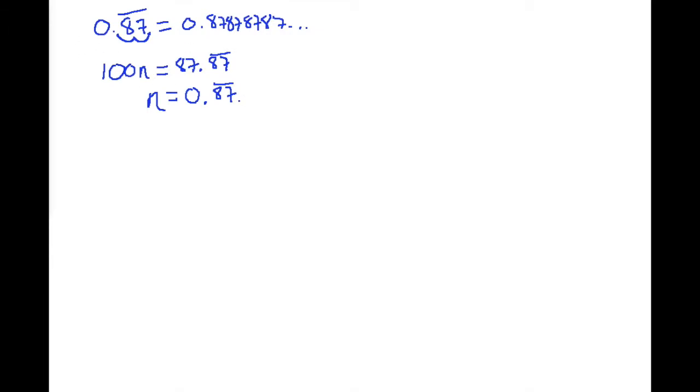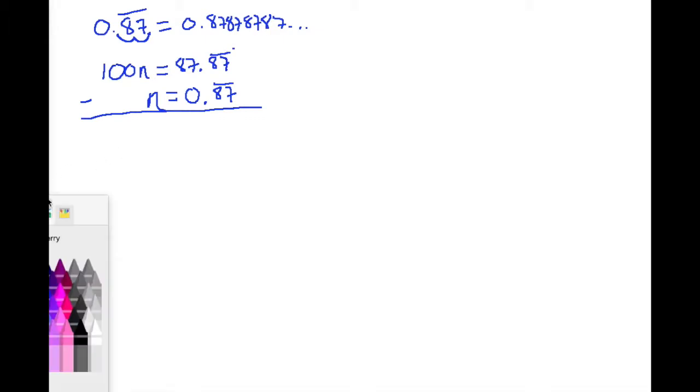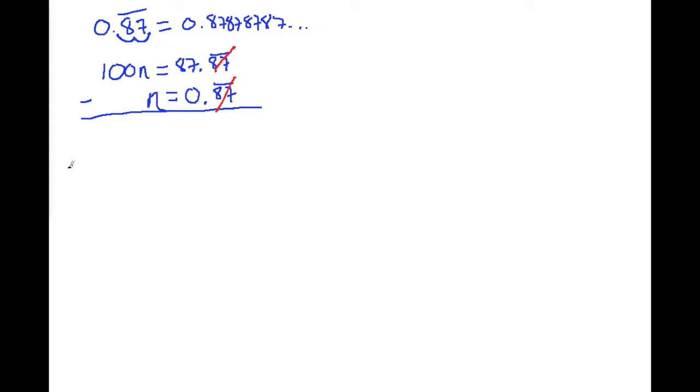Now if you look, when you subtract, you can actually cancel out the infinite part. I'll put that in red just to show you that it's canceling out. Boom, boom. And now we can just subtract like we normally do and solve to figure out how to write it as a fraction. So 100n minus n is 99n. And then what are we left with? 87 minus 0 is 87. Divide by 99 on both sides. We get n is equal to 87 over 99.